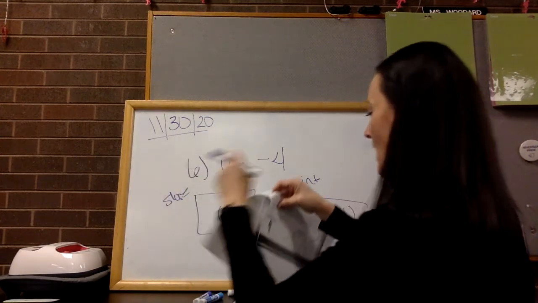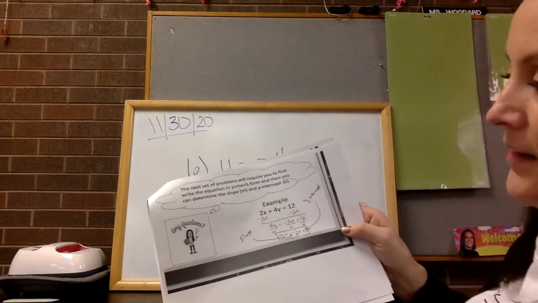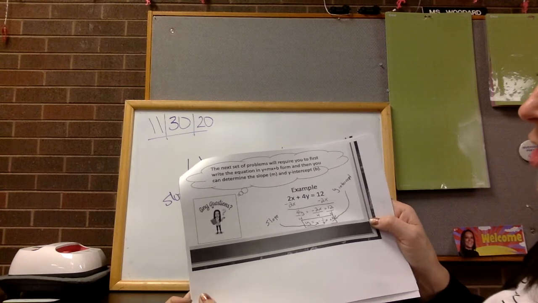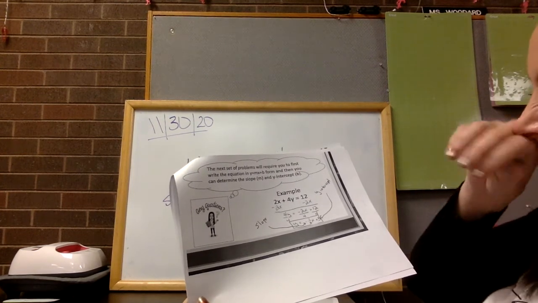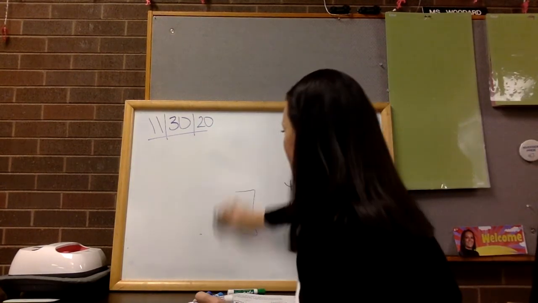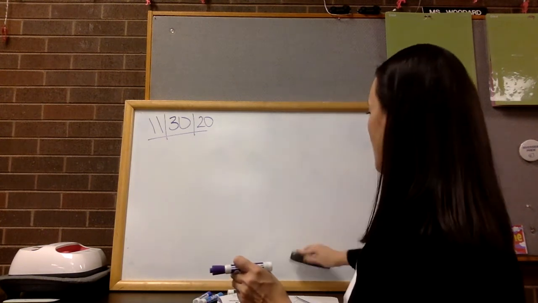Okay, guys, and then our last slide says the next set of problems require you to first write the equation in y equals mx plus b form, and then you can determine the slope m and y-intercept b. Now, guys, I'm going to do this example with you, and then I'm going to attach some of these that I want you guys to try on your own to see how you guys are doing.